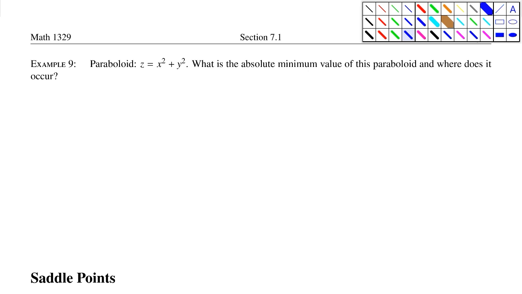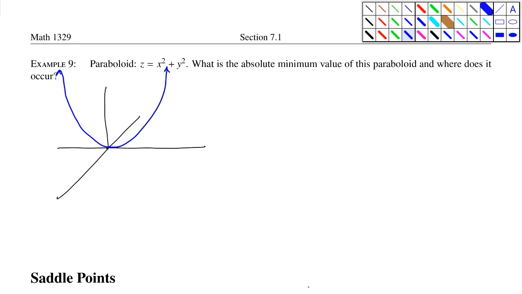Example number 9 is a paraboloid. A paraboloid is an equation in the form of z equals x squared plus y squared. What is the absolute minimum of this paraboloid and where does it occur? So to graph the paraboloid, well, first we're going to graph the grid here, like this. And a paraboloid has x squared and y squared, and that makes little parabolas sort of all over the place, right? And we're doing this in space.